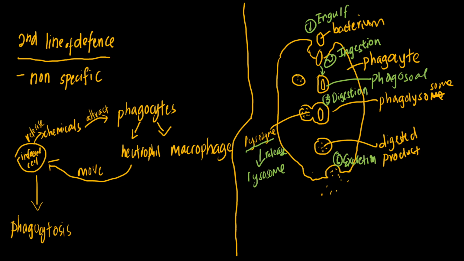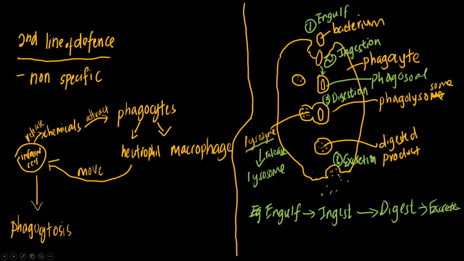So let us look at the summary of the phagocytosis process again. It starts with engulf. You must engulf the bacteria first, then ingest. After ingest, then digest. After digest, excrete. Okay, so that's basically how the phagocytosis process works.